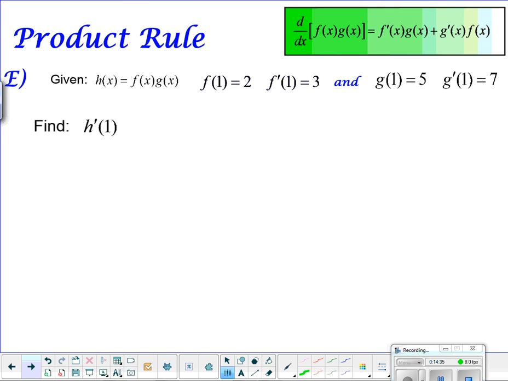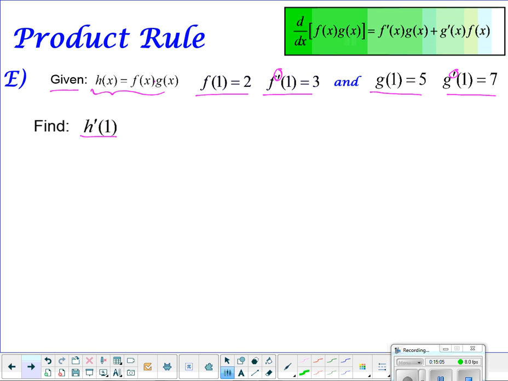Problem E is a little bit different, just to give you a flavor of how else the product rule can be tested. Notice we're given a lot of things. I'm given how h, the function h, is defined basically using 2 other functions that are multiplied. I'm also given some specific values. Some are just functions evaluated at 1. Others are derivatives evaluated at 1.